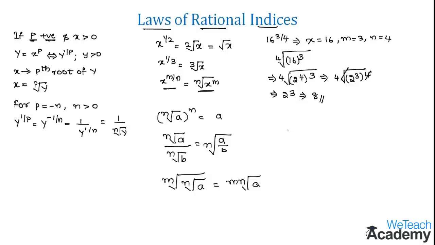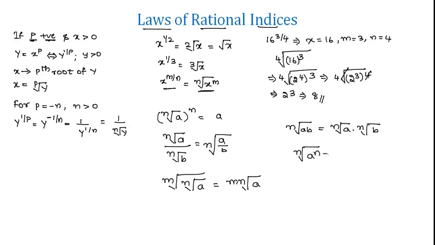And another law we have is nth root of ab, which can be represented as nth root of a into nth root of b. And then at last we have nth root of a power n can be written as a, where n is greater than or equal to 0 and n should be an odd number.